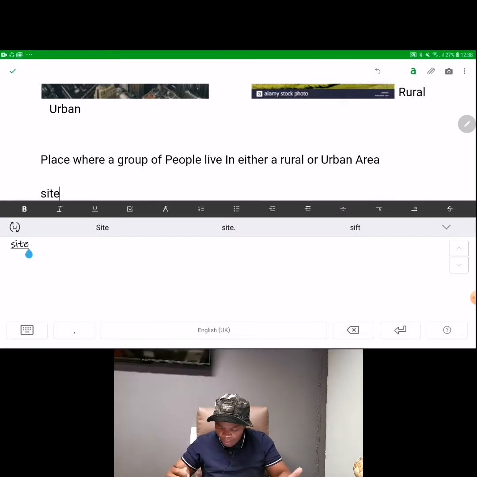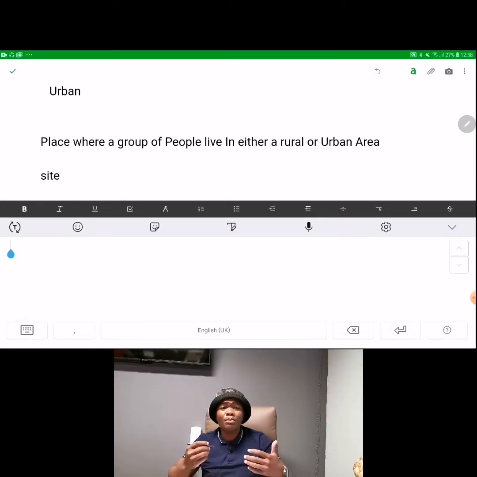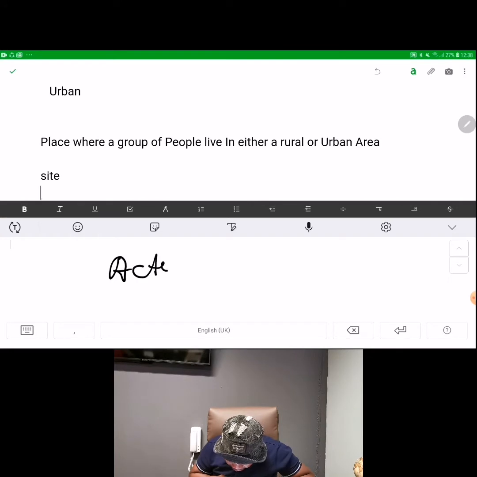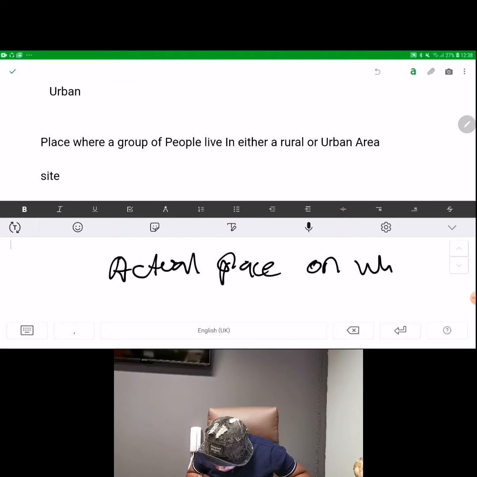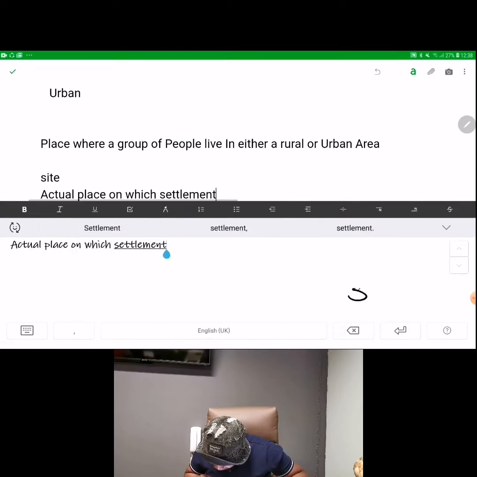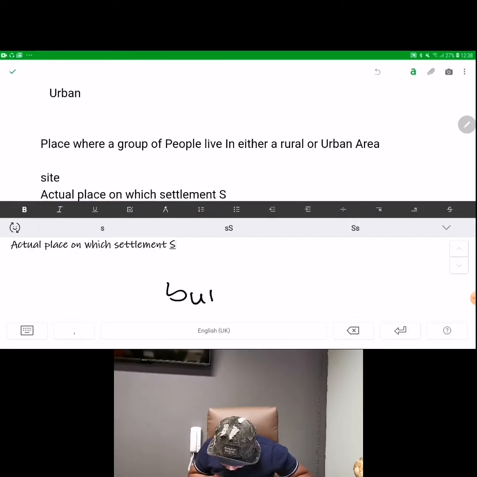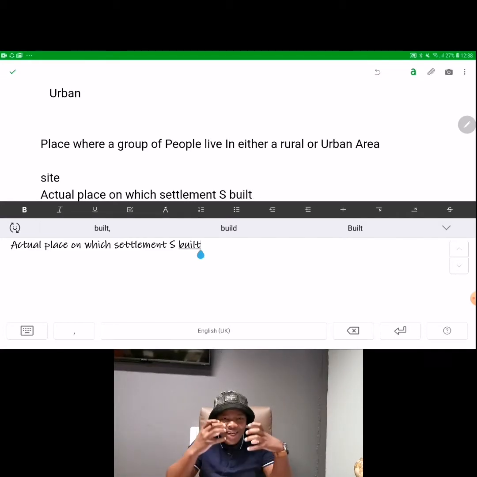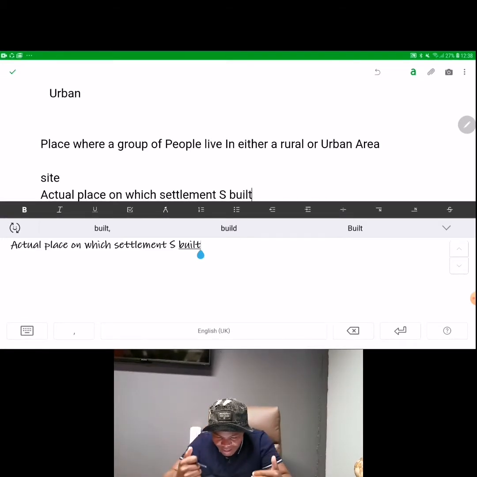When we are speaking about a site, it is an actual place on which a settlement is built. That is our site. So that is just a definition of a site: an actual place on which a settlement is built.